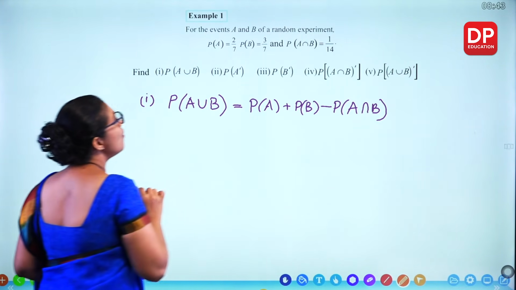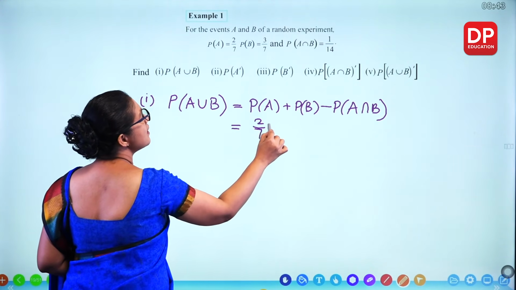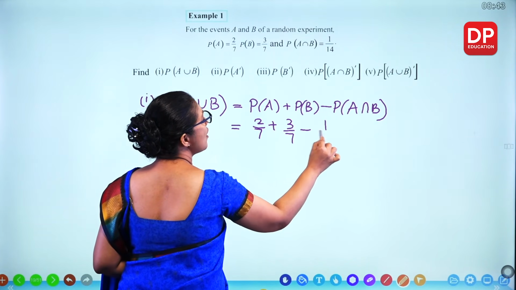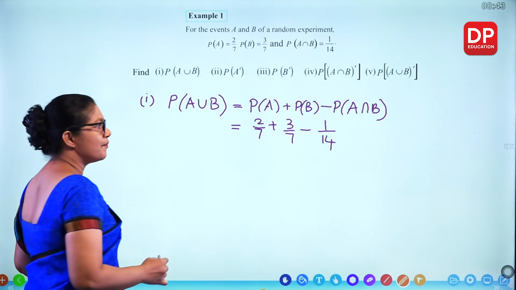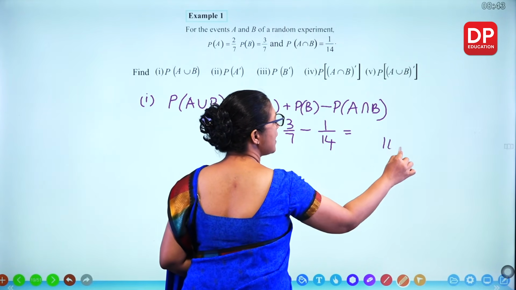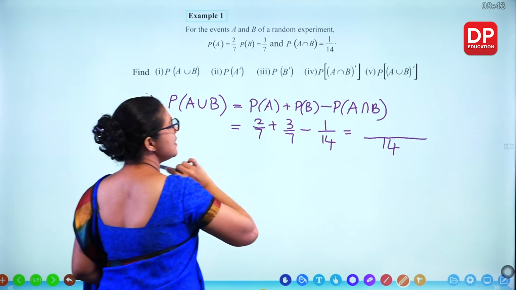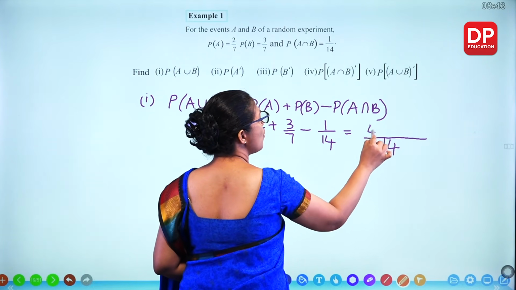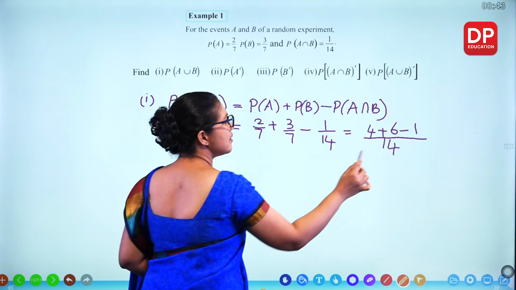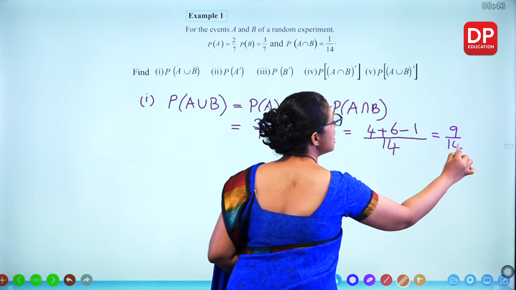Now, we'll substitute those values. P(A) is given as 2 over 7, P(B) is 3 over 7, and A intersection B is 1 over 14. So, convert to the same denominator. I can convert to 14 as the common denominator. This becomes 2 times 2, 4, 3 times 2, 6, minus 1. You get 10 minus 1, which is 9 over 14.